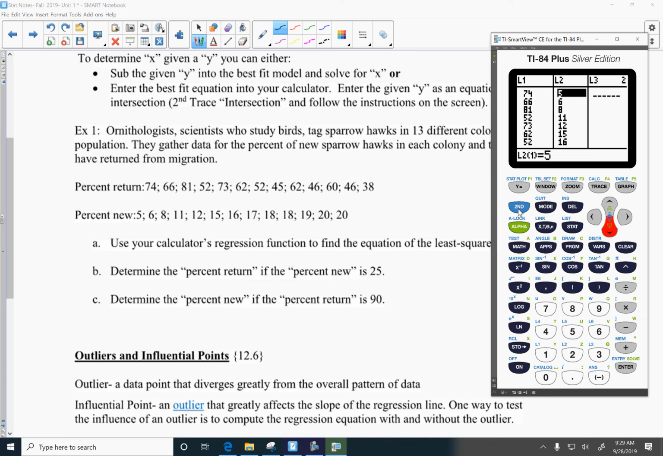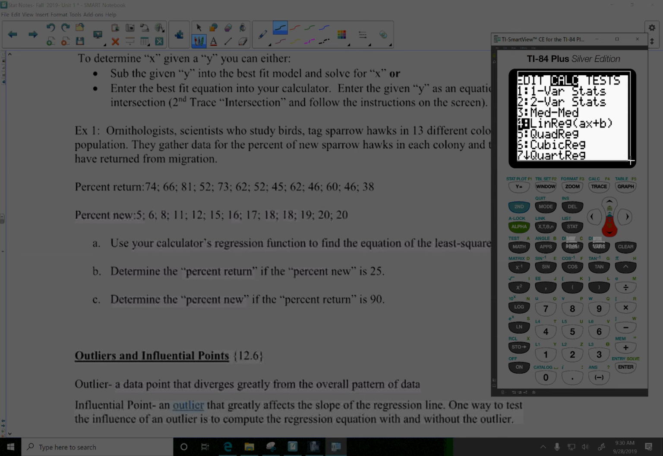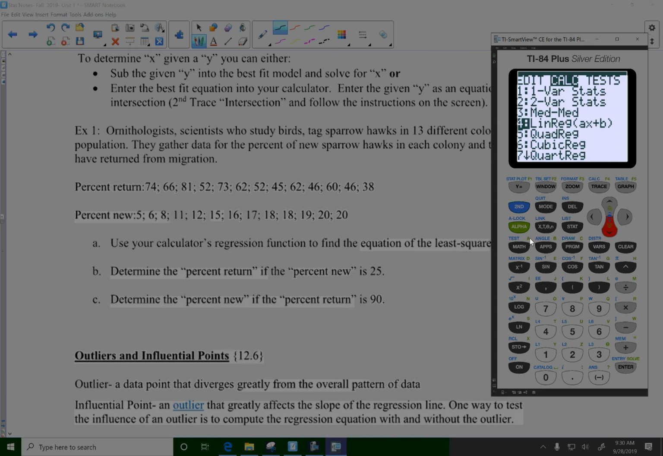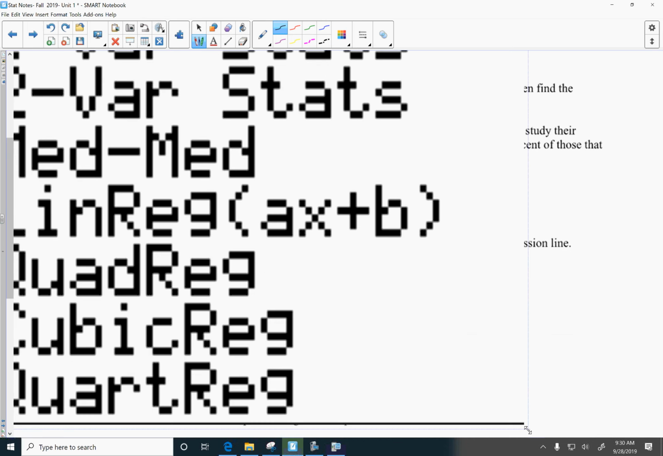So I'm going to quit out of here, second mode. Then I'm going to hit stat, calc. Again, calc stands for calculate, so if you need numbers, that's probably where you're supposed to go. We're going to go to option 4, which is LinReg. Considering the title of this topic is linear regression, there's probably a pretty good justification for selecting that one.